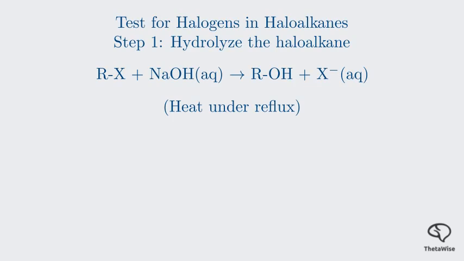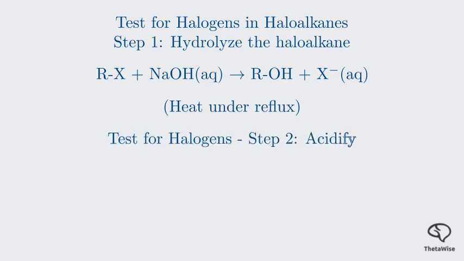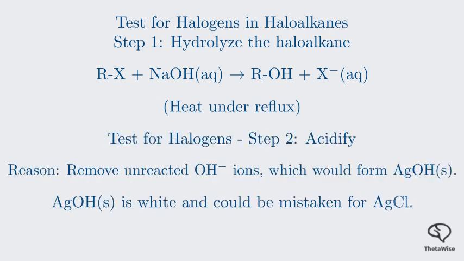This causes nucleophilic substitution, producing an alcohol and a halide ion, X-. Next, it's essential to acidify the solution with dilute nitric acid. Why? To remove any unreacted hydroxide ions. If you don't do this, they will react with the silver nitrate to form a silver hydroxide precipitate, which is white, and could give you a false positive result for chloride. The nitric acid neutralizes the hydroxide ions.